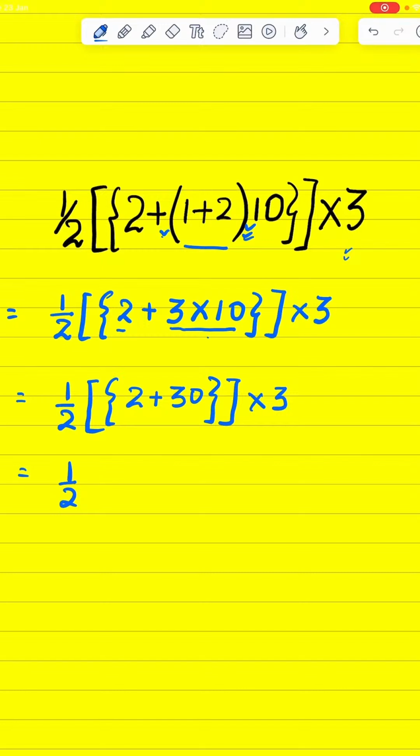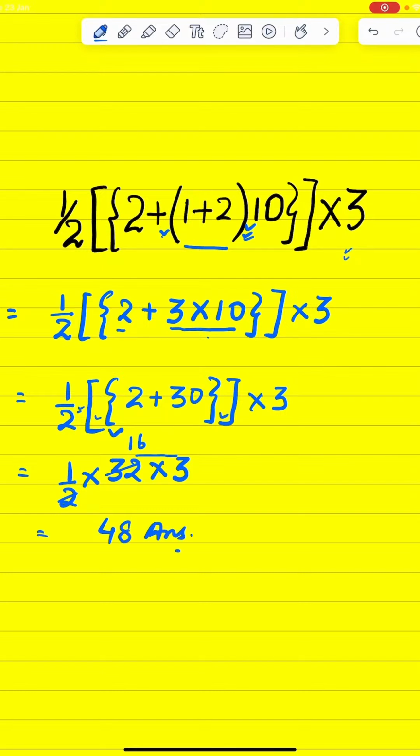Now 1 upon 2. 2 plus 30 is 32. You can remove this bracket, and since there is no operation here, we can remove the box bracket also. So it will be multiplication, because there is no symbol here. So 1 upon 2 times 32, then times 3. Now you can divide this 32 by 2. So 16 times 2 is 32. Now multiply these two. 16 times 3 is 48. So the correct answer is 48.